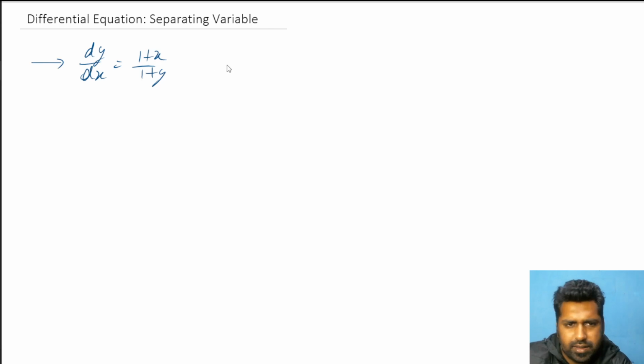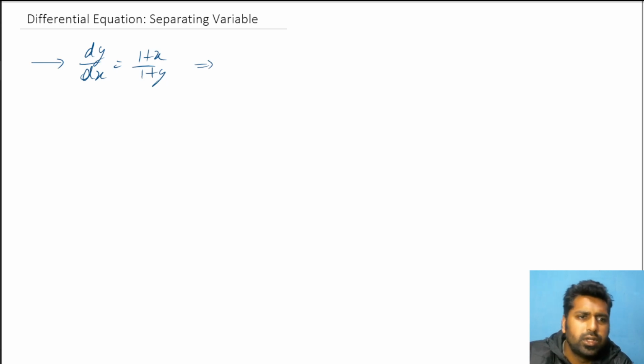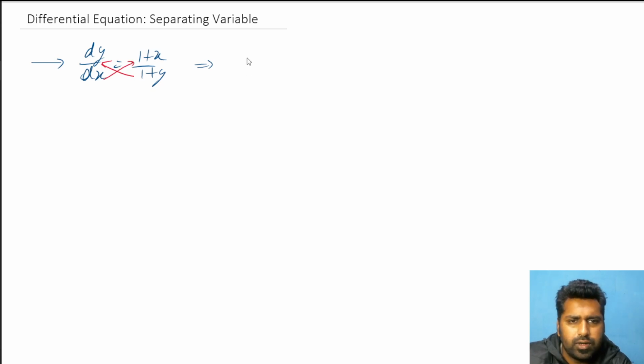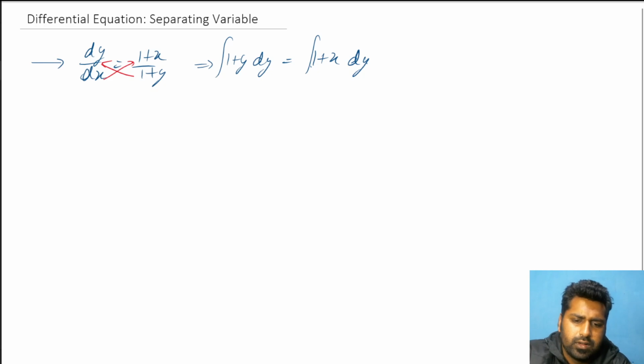So we have to separate it, means you collect everything related to y on one side, everything related to x on one side. So what we'll do is we'll take this here, we'll take this here. So you will get dy by 1 plus y is equal to 1 plus x dx, and you integrate both sides. That's it. That's the key idea. Let's see the questions now.